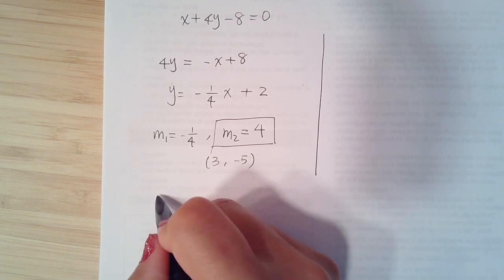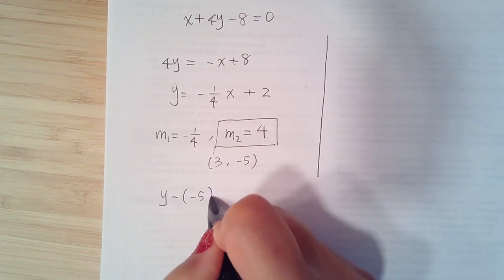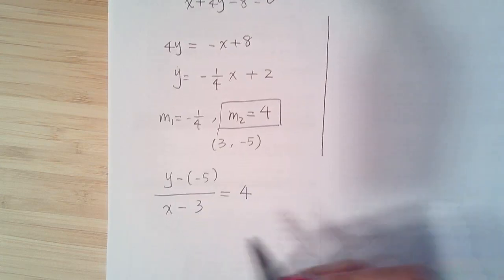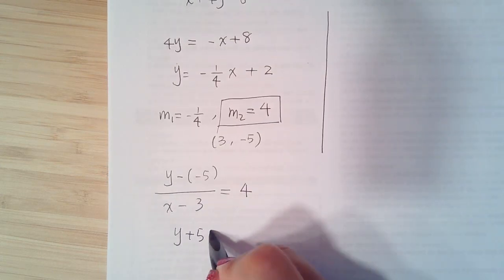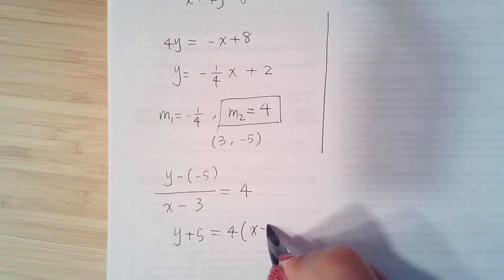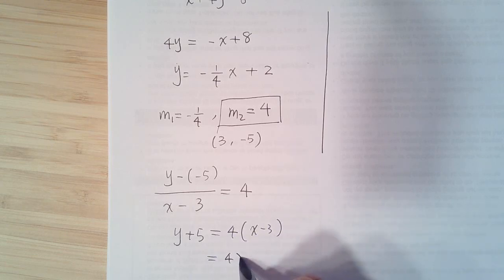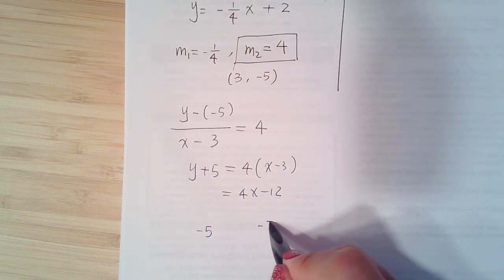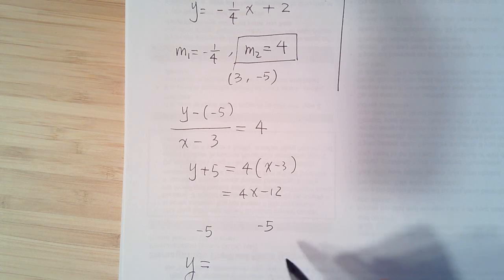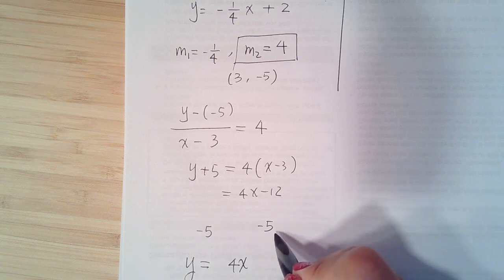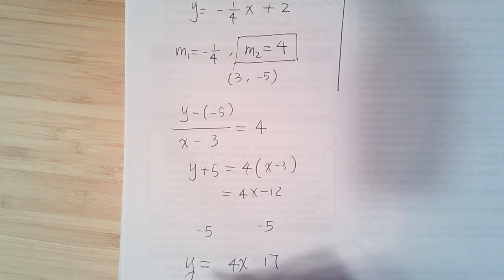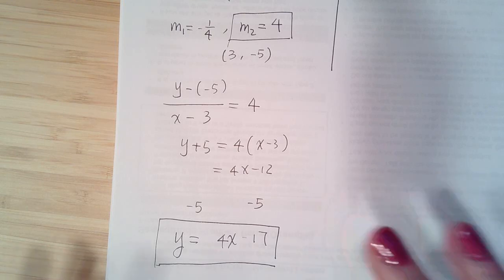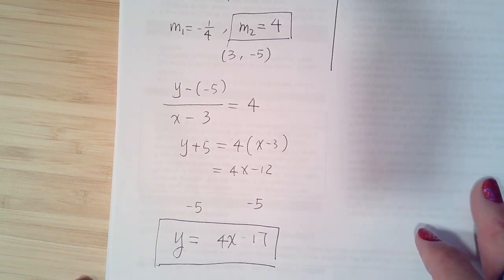Again, I'm going to use y minus -5 over x minus 3 equals 4. So I get y plus 5 equals 4 times x minus 3. So that's 4x minus 12. And then I need to subtract 5 on both sides. Therefore, I get y equals 4x minus 12 minus 5, which is -17. So that is my answer, okay? This is the very traditional way. That's how you should do it.